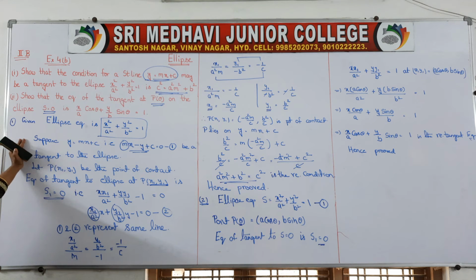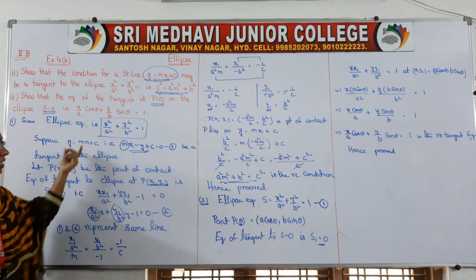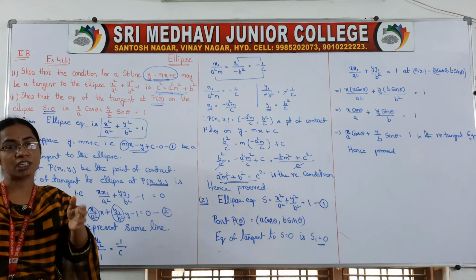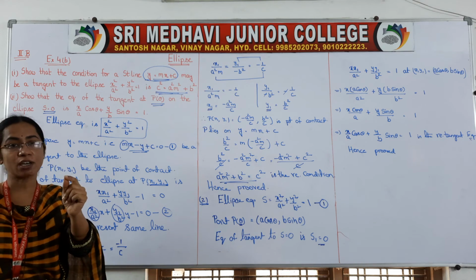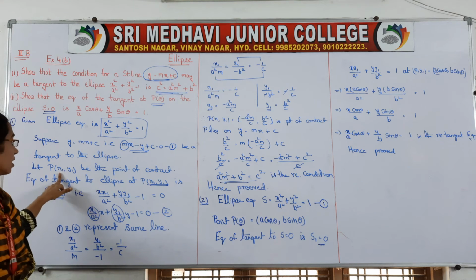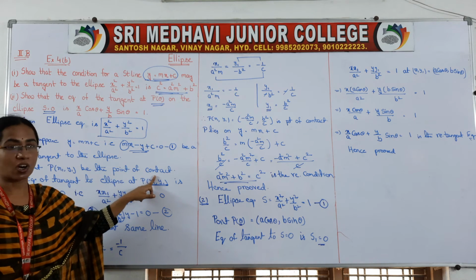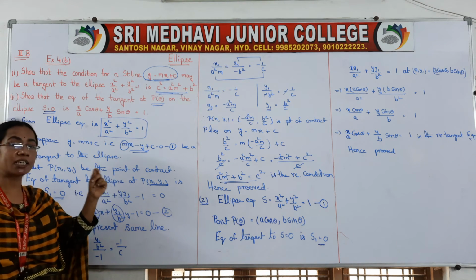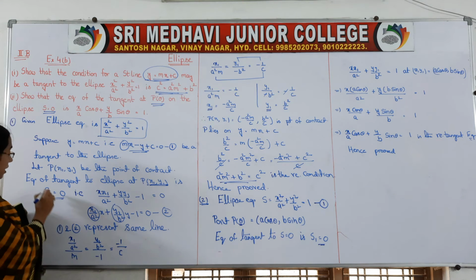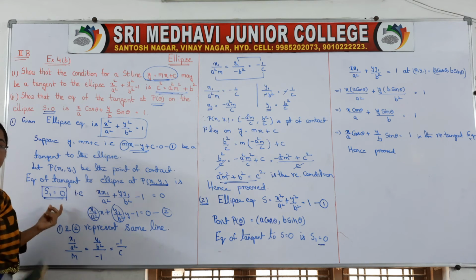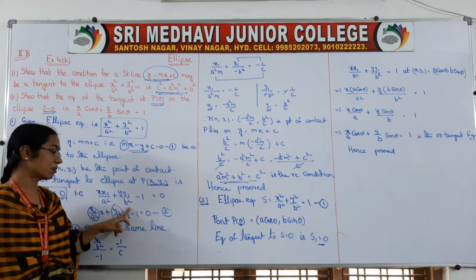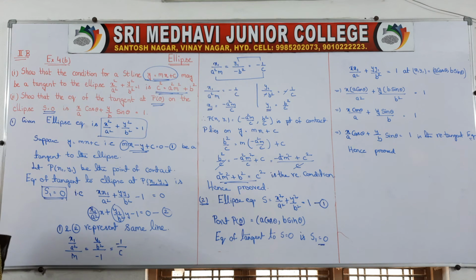In the first question we have taken y = mx + c as a tangent to the ellipse, meaning the line touches the ellipse at one point, and that point is called the point of contact. Consider P(x1, y1) to be the point of contact. Now the equation of the tangent to the ellipse at P(x1, y1), by the formula S1 = 0, is a notation. Its formula is x1/a² + y1/b² - 1 = 0.